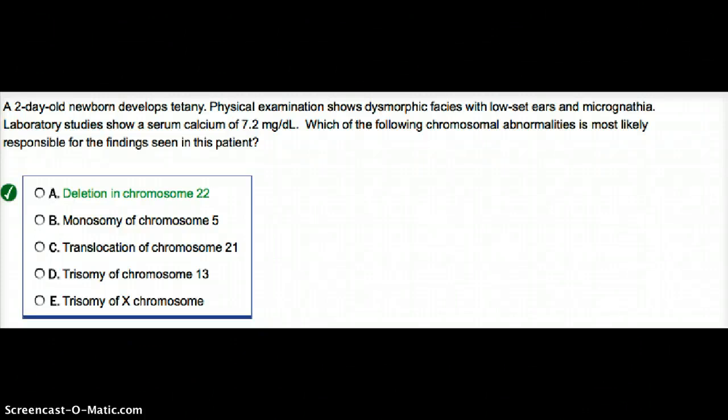In this question, a 2-day-old newborn develops tetany. Physical exam shows dysmorphic faces, low-set ears, micrognathia. Lab studies show a serum calcium of 7.2 milligram per deciliter, which is low. Which of the following chromosomal abnormalities is most responsible for the findings seen in this patient?